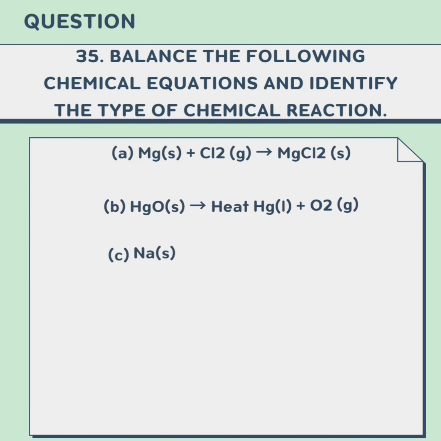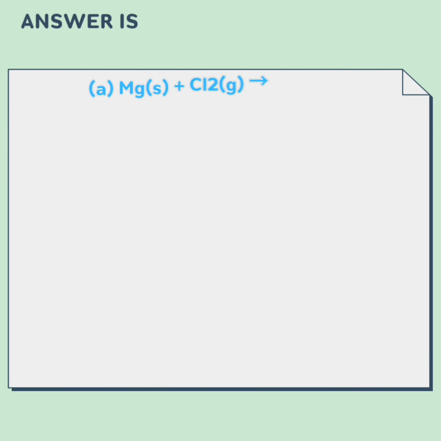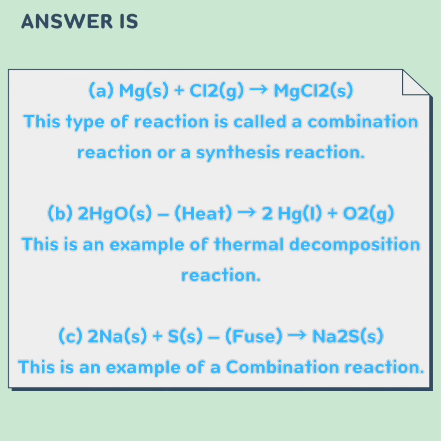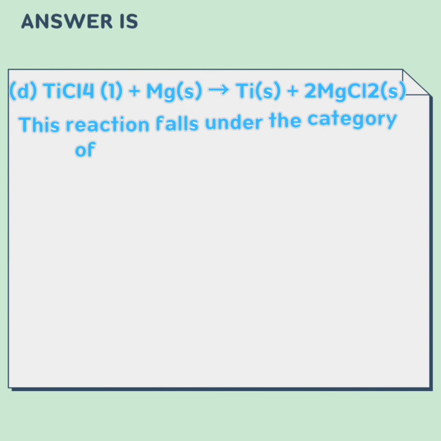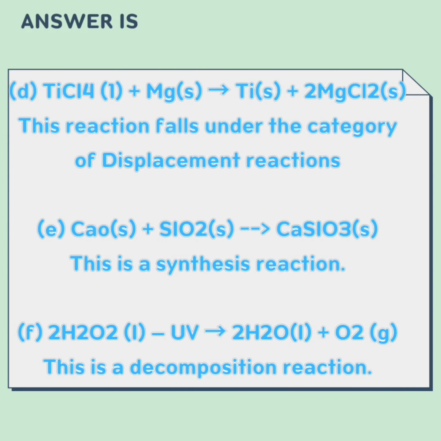35. Balance the following chemical equations and identify the type of chemical reaction. Answer. This type of reaction is called a combination reaction or a synthesis reaction. This is an example of thermal decomposition reaction. This is an example of a combination reaction. This reaction falls under the category of displacement reactions. This is a synthesis reaction. This is a decomposition reaction.